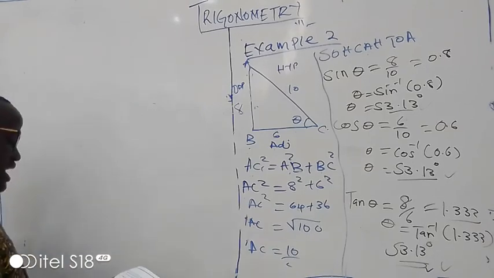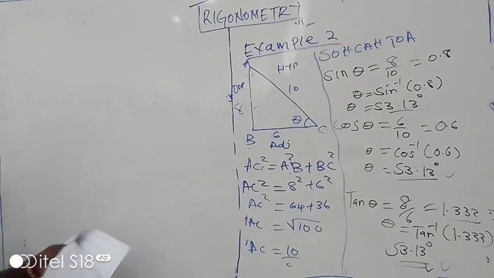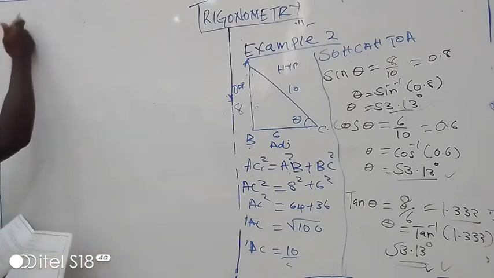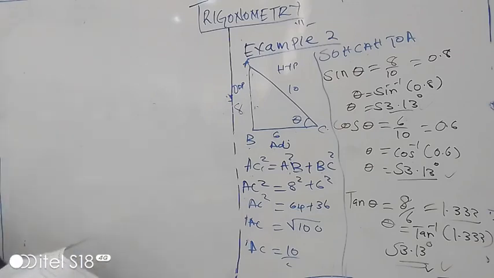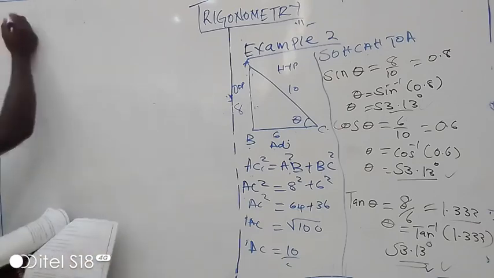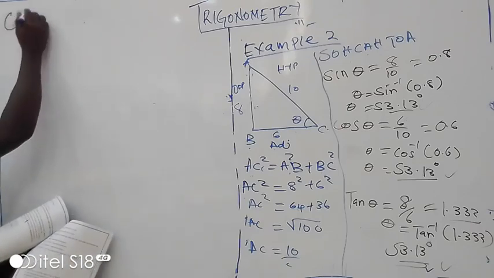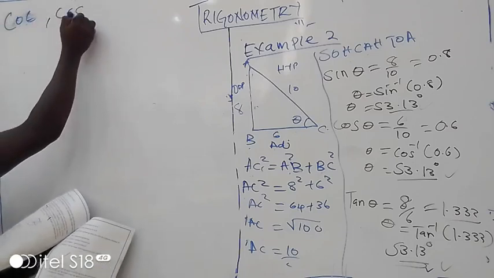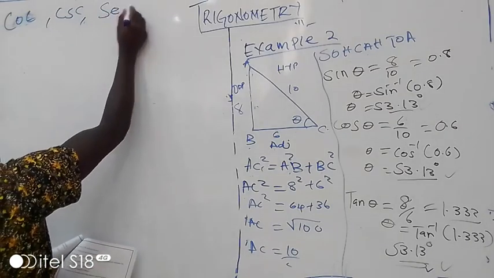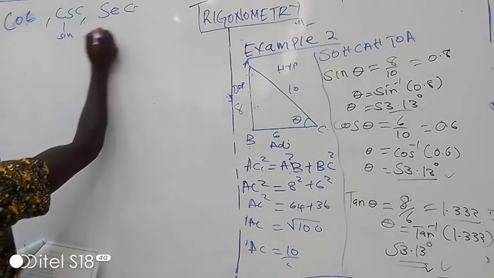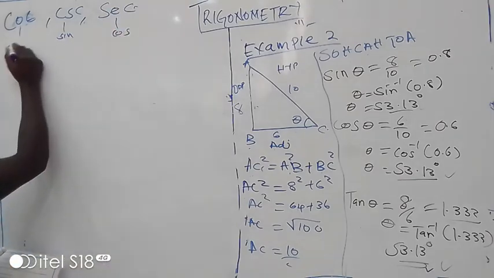So we have seen there are three other ratios, as we had seen here back. The other three are cosec, cot and sec. Sorry for that, my pen is drying up. So this is cosec for sine, this is sec for cosine, and this is cot for tangent.